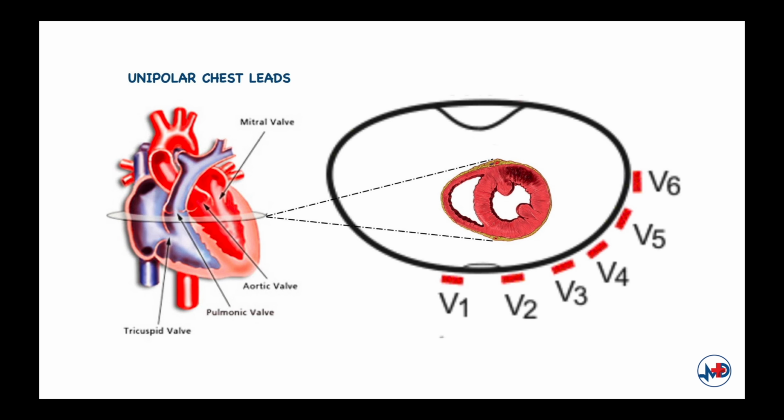Now finally, the unipolar chest leads. If the heart is cut mid-section as shown in the image, you will notice the leads that capture the different areas of the heart. V1 and V2 capture the right ventricle, V3 and V4 would be the septum, and V5 and V6 would be the left side of the heart.